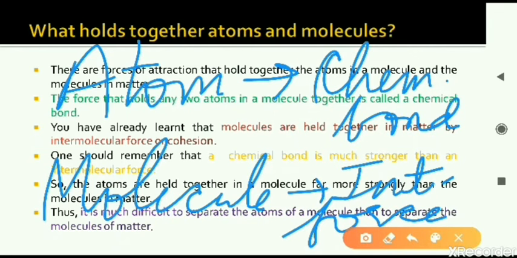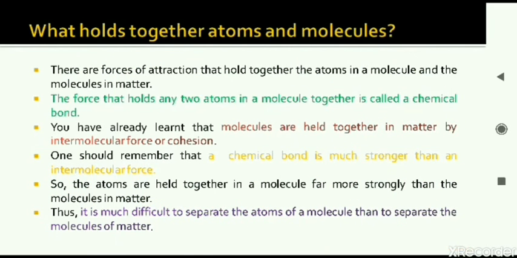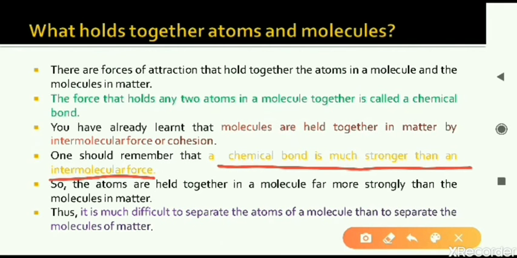Now the question arises, which one is stronger, chemical bond or intermolecular force? Let us read here. A chemical bond is much stronger than the intermolecular force. You can underline this in your book as well. So this thing you will remember. Atoms in a molecule are held far more strongly than the molecules in matter. Atoms are more tightly packed because of the chemical bond, but the molecules can be a little bit loose. That is why they can change from solid to liquid, liquid to gas. They do not have that much strong a force. So that is what is told about atoms and molecules.